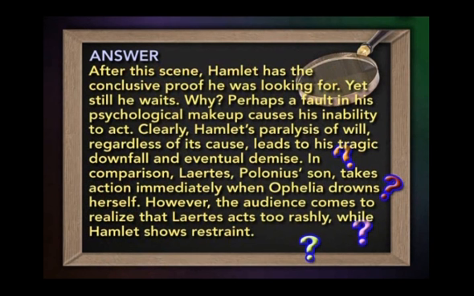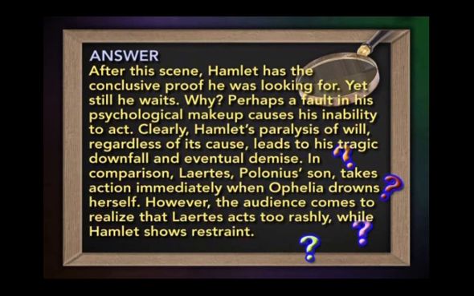After this scene, Hamlet has the conclusive proof he was looking for, yet still he waits. Why? Perhaps a fault in his psychological makeup causes his inability to act. Clearly, Hamlet's paralysis of will, regardless of its cause, leads to his tragic downfall and eventual demise. In comparison, Laertes, Polonius' son, takes action immediately when Ophelia drowns herself. However, the audience comes to realize that Laertes acts too rashly, while Hamlet shows restraint.